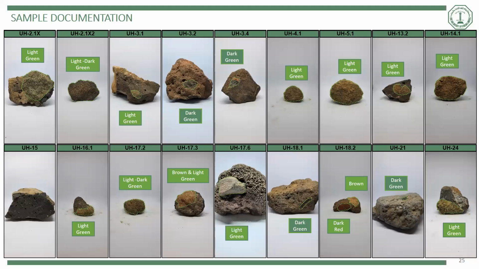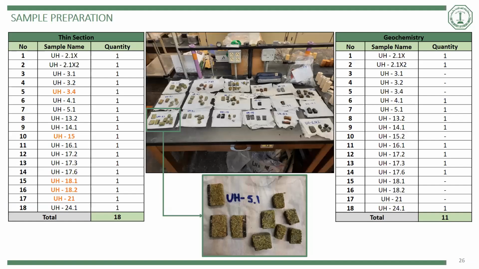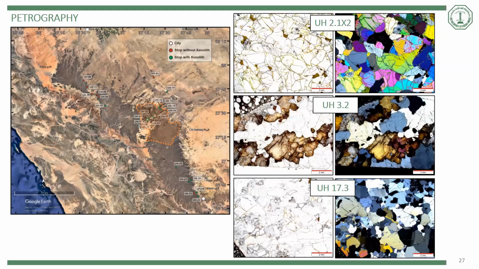So sample documentation was performed on the xenoliths to record their textural description. Sample preparation was done on the xenolith samples. They were cut and divided into small pucks, which were used for thin section construction and also geochemistry analysis. 18 thin sections were constructed, whereas 11 geochemistry analyses were performed.